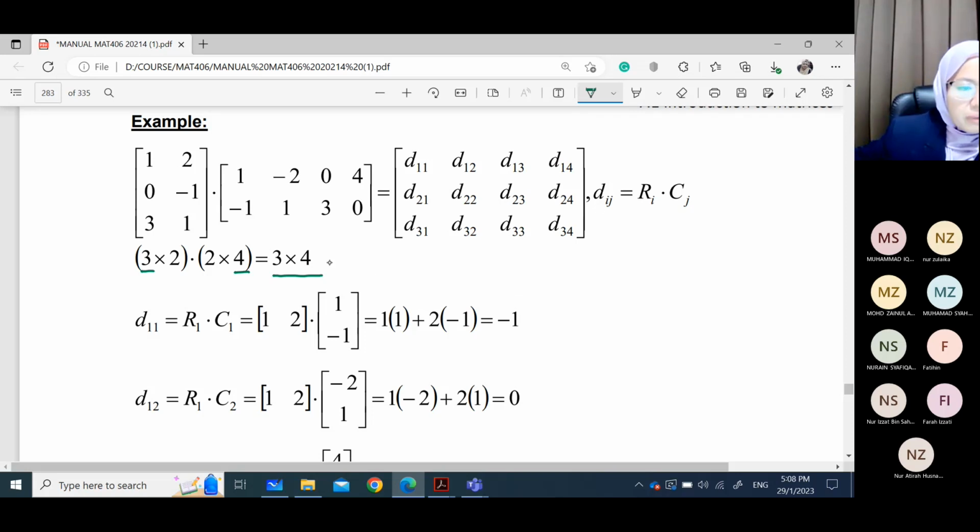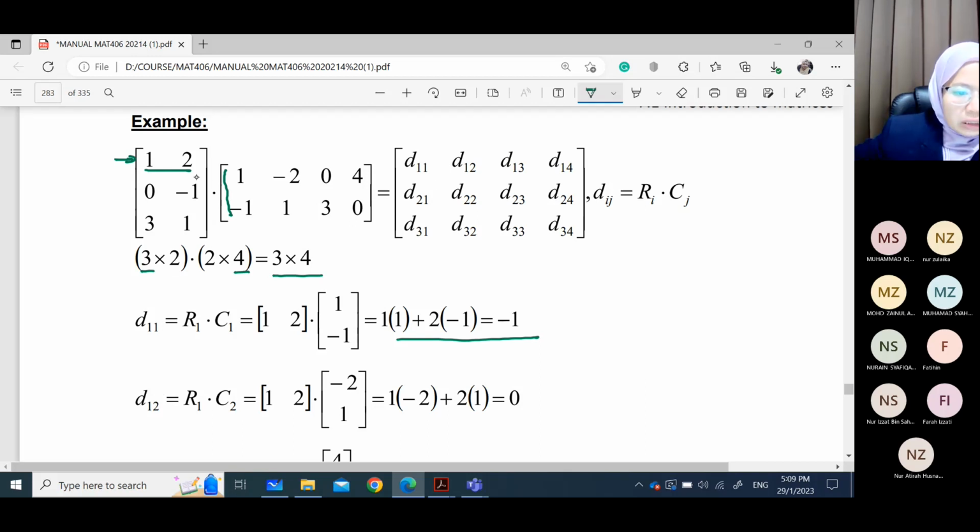So macam mana kita nak darabkan? Untuk first row, bagi first matrix, kita darabkan pada first column. Which is 1 times 1. We have 1. Ini 1 times 1 plus 2 times negative 1. So untuk D11, untuk first entry bagi matrix yang baru, itu adalah negative 1. Okay. So first column we multiply with the first row multiply with the first column. Itu untuk elemen yang pertama.